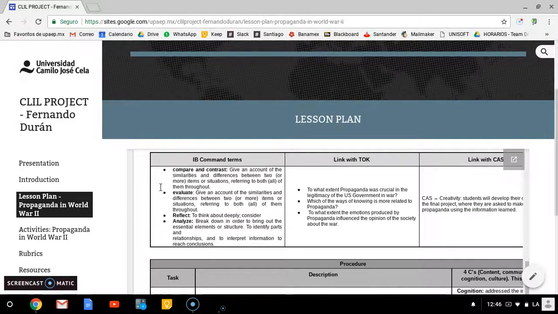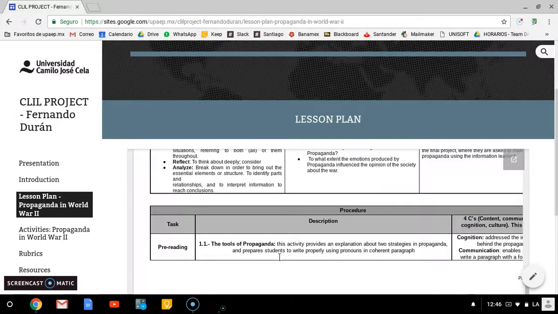The IB command terms that we will focus on: compare and contrast, evaluate, reflect, and analyze. The link with Theory of Knowledge, for example, which of the ways of knowing is more related to propaganda, and also a link to CAS.